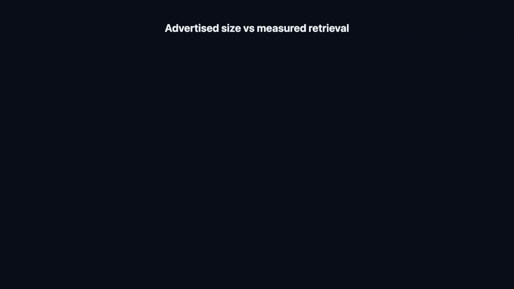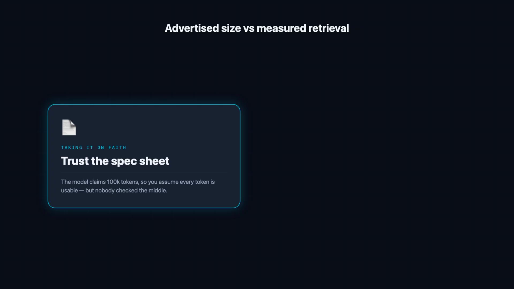Why bother with all this when the spec sheet already tells you the context size? Because a number on a spec sheet and a working memory are two very different things. Trusting the advertised window means taking the marketing at face value. The model says it supports 100,000 tokens, so you assume every token is fair game. But nobody has actually checked whether the model can use the tokens in the middle.